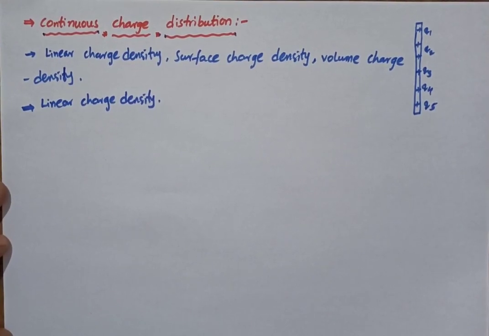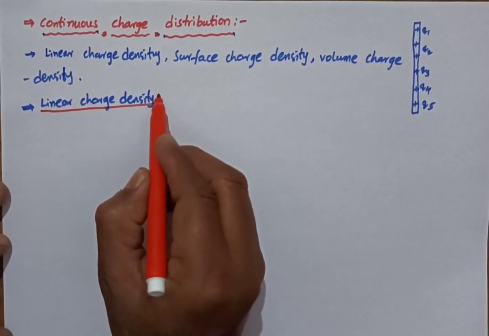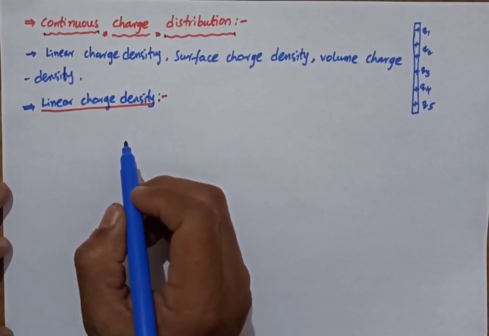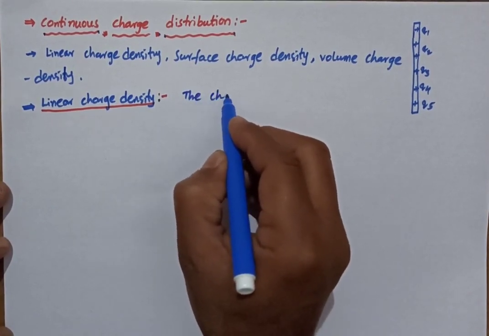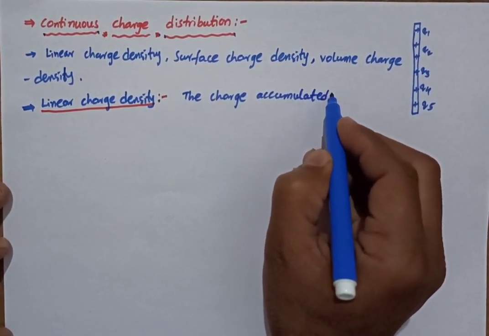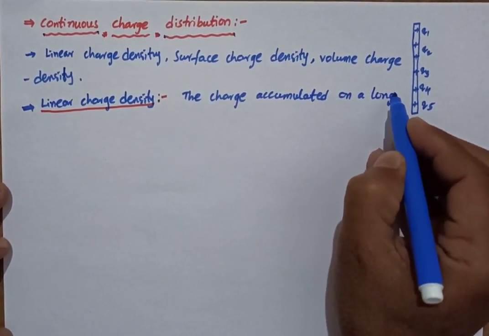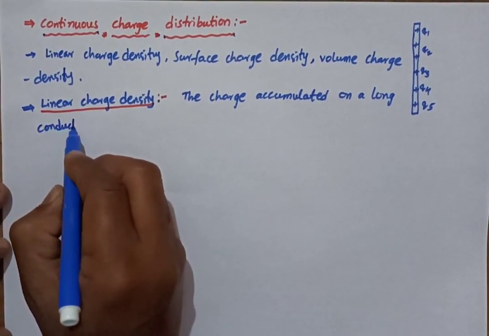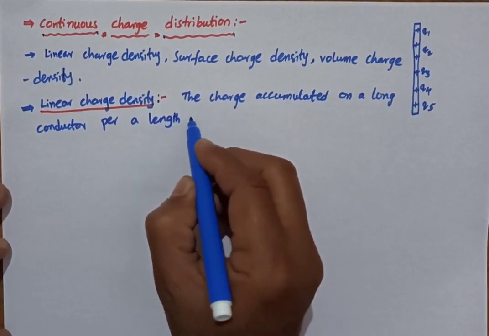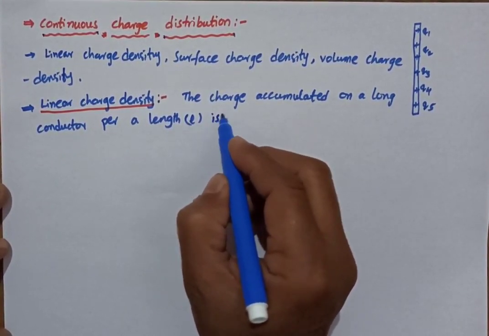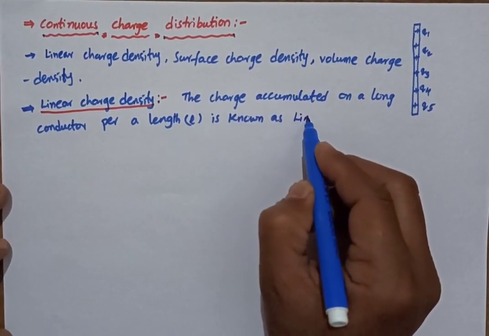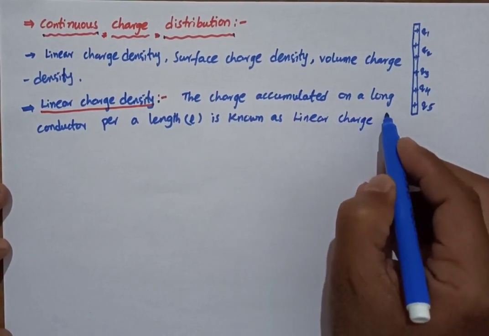Linear charge density is nothing but the charge accumulated on a long conductor per unit length, that is L. This is known as linear charge density.